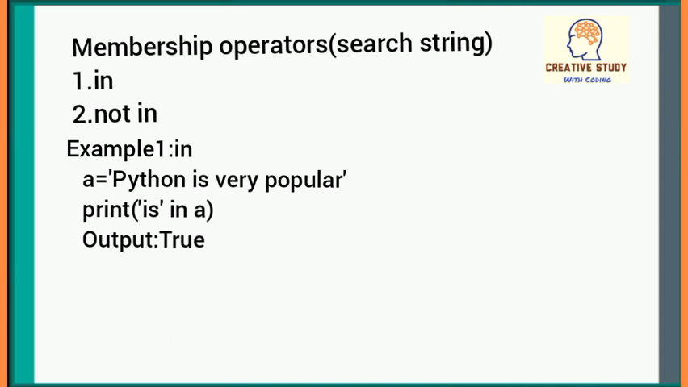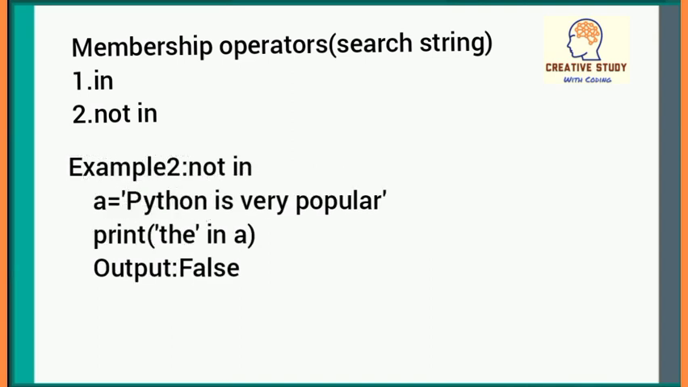Here the given string is "Python is very popular", stored in A. If I want to check whether "is" is present in this string, I will have to write print 'is' in A, and it will return True because it is present in the given string. And if I want to check whether "the" is present in this string, I will write print 'the' in A. It will return False because it is not present in the given string.